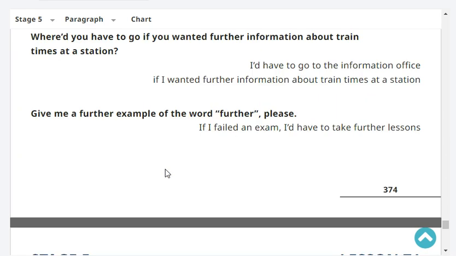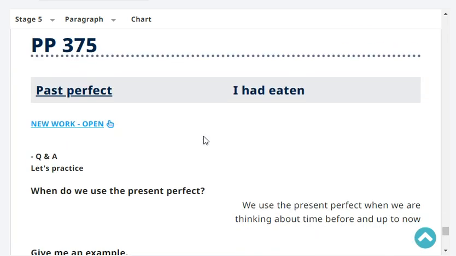Give me a further example of the word further, please. If I failed an exam, I'd have to take further lessons. Very good. Okay.